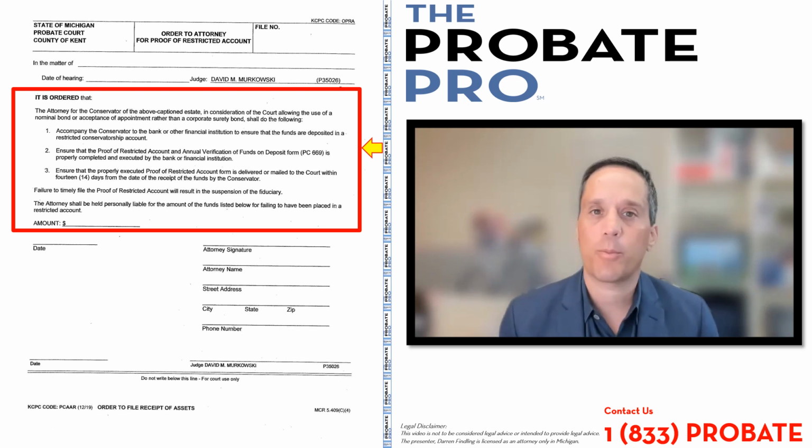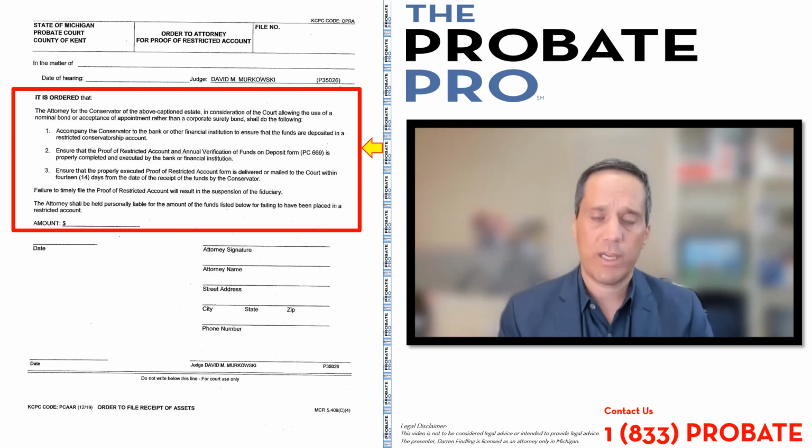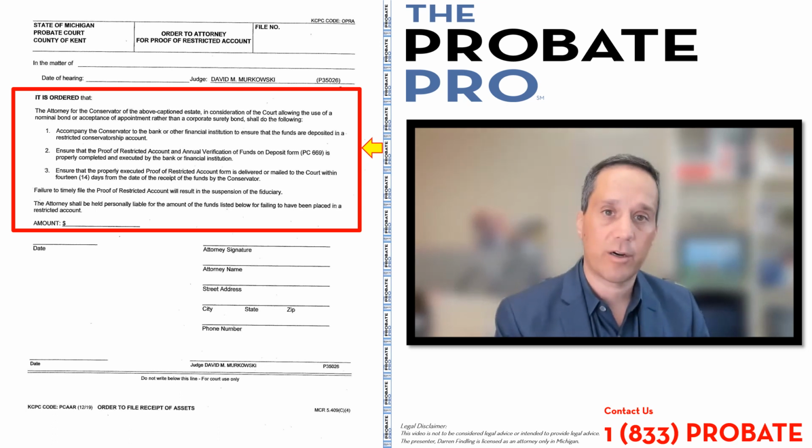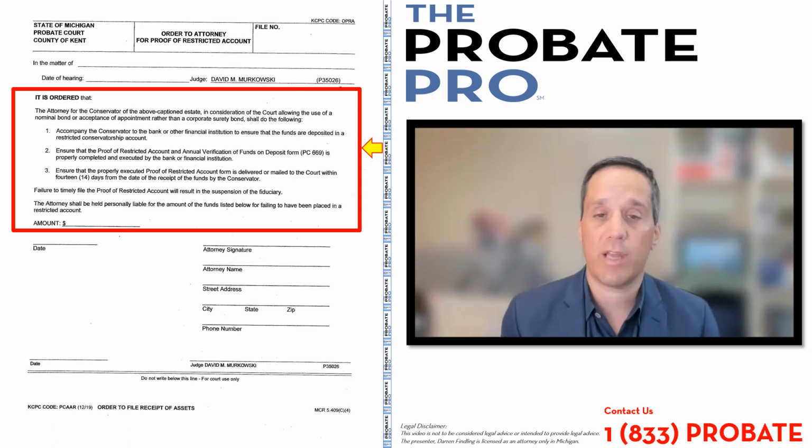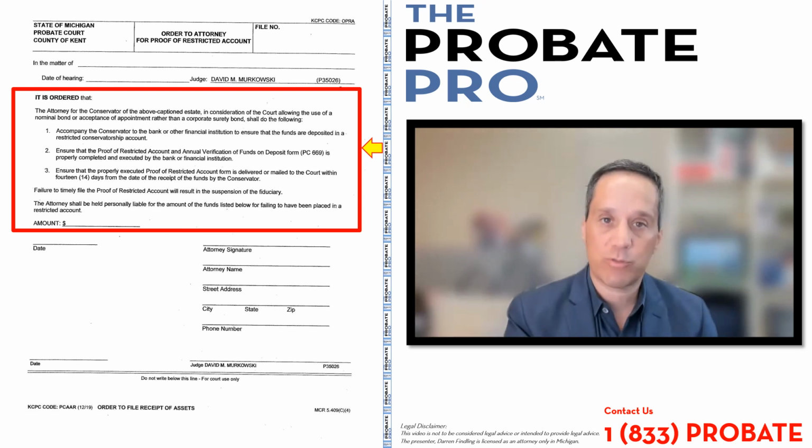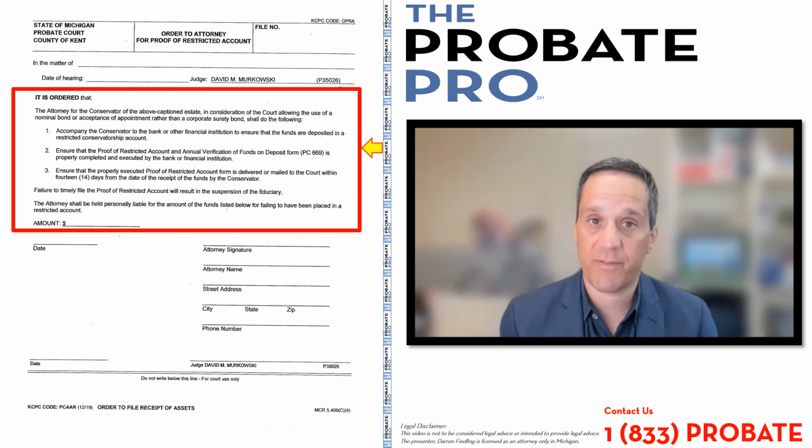The attorney shall be held personally liable for the amount of funds listed below for failing to have placed it in the restricted account. So if they fail to perform the role here that they have agreed to do, they could be held personally responsible for the funds not making their way from the settlement or the inheritance into that restricted bank account at the financial institution, and then providing proof to the probate court that it has been done. It's really an important responsibility here. And then the amount is specified there.